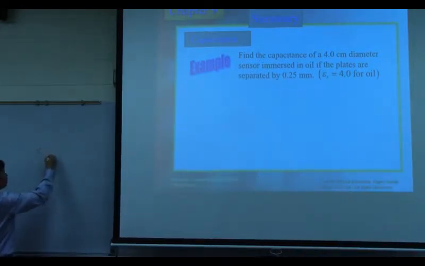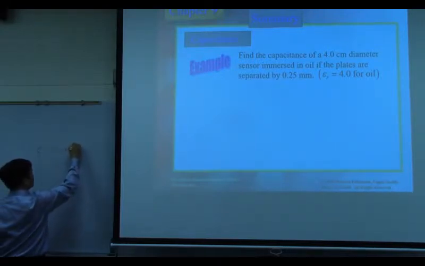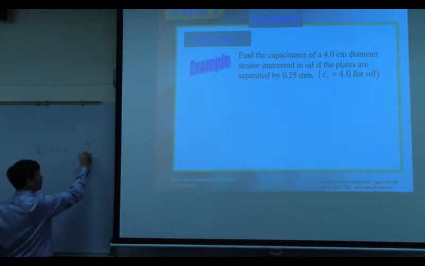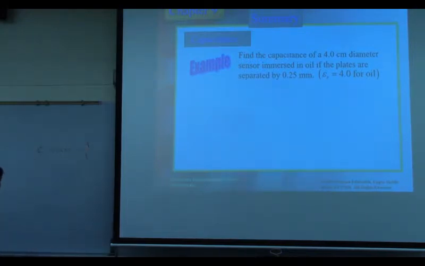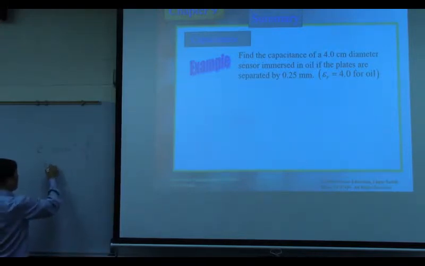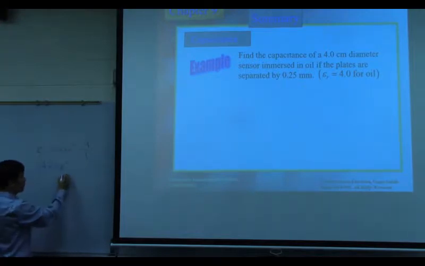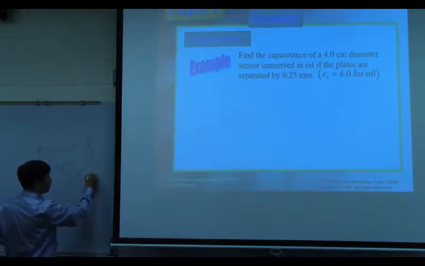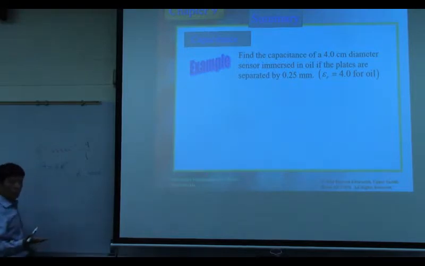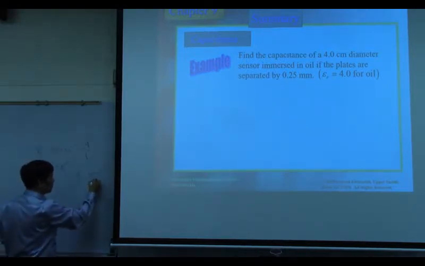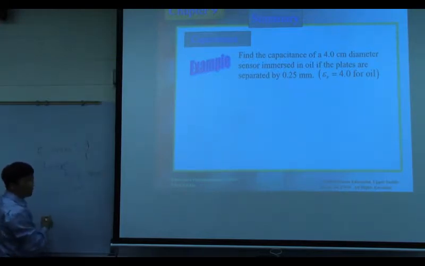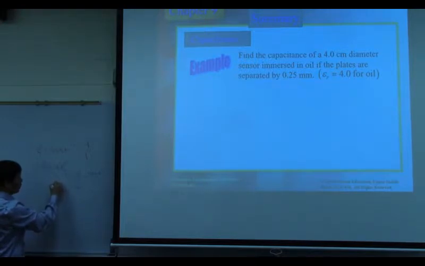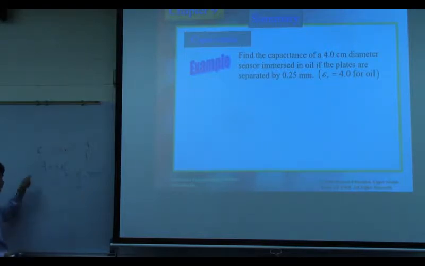C equals 8.85 times 10 to the negative 12 times the area, then divided by the distance. That is the formula. And A equals pi times r squared. This r equals half of the diameter, and the diameter equals 4.0 times 10 to the negative 2 meter, because it's 4 centimeter. Then divide by 2, so r equals 0.02. And pi equals 3.14. We can use only 3 digits. Make sense? So A equals 3.14 times 0.02 squared.